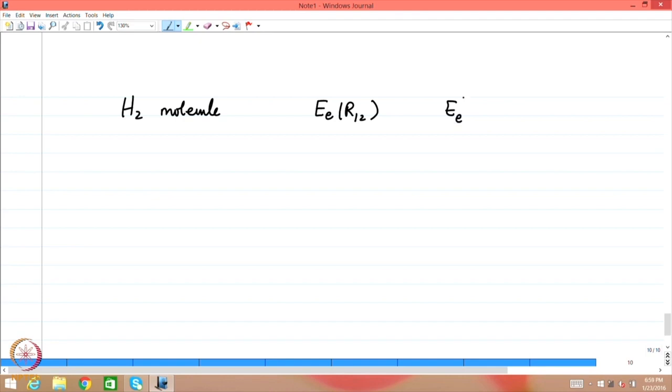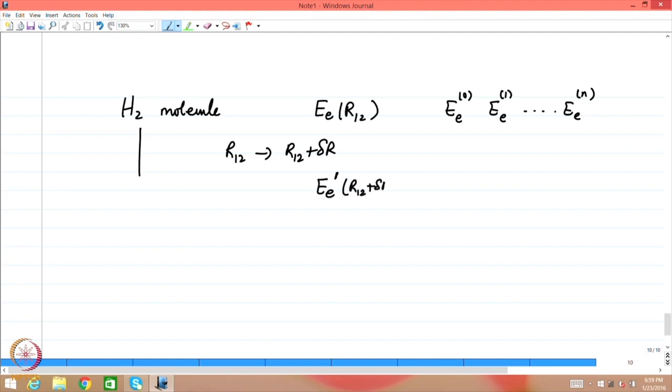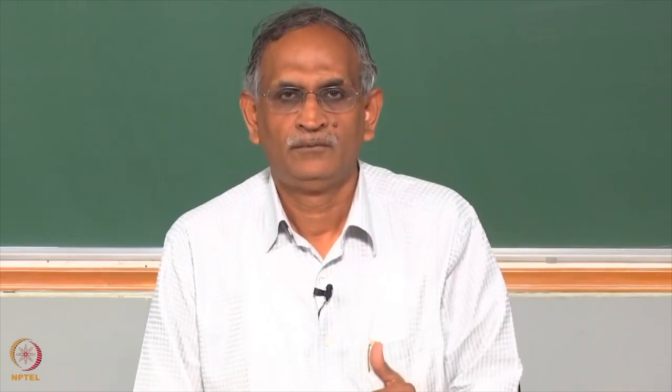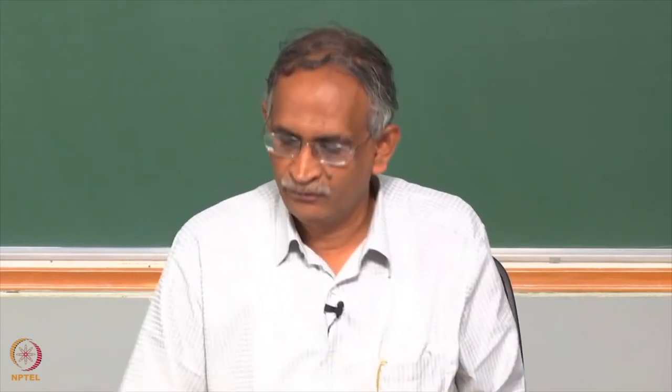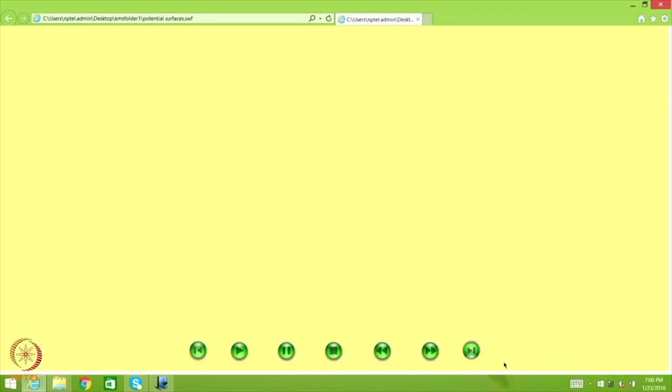You get the electronic ground state energy, then you get the higher energy states, like the Schrodinger equation for the electron, you get many, many energies. And then, of course, change R12 to the next value, R12 plus a delta R. Solve this again, you will get E_e prime at R12 plus delta R. Okay. Again, a whole set of energies, E_e0, E_e prime, some other value, E_e1, and so on. Therefore, for the hydrogen molecule, you actually get a whole series of energies for each and every value of the internuclear distance, and that's shown in this animation.